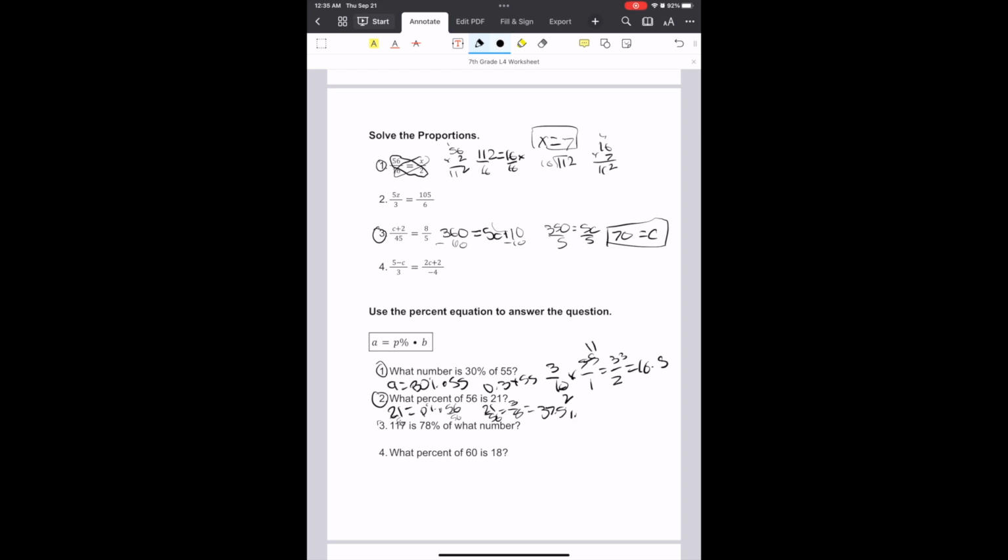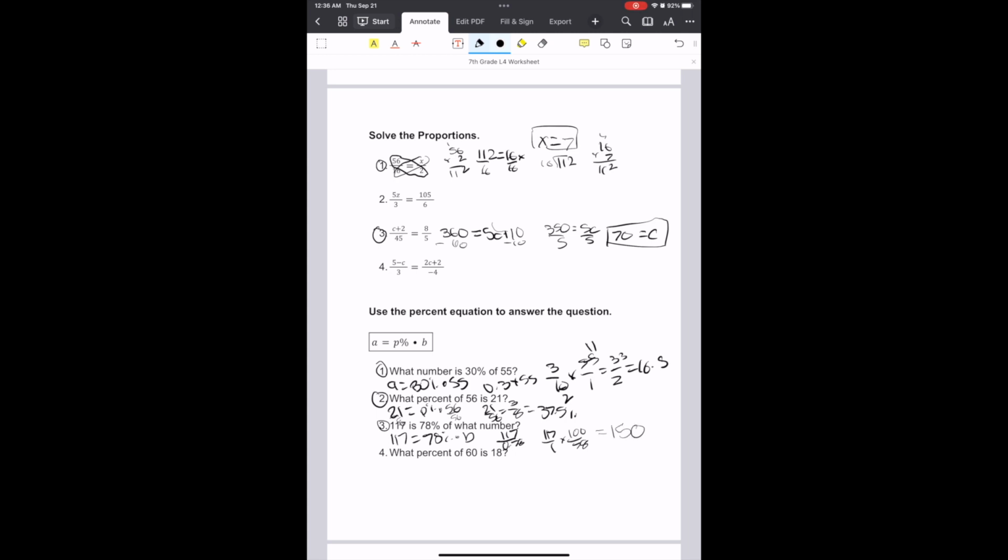Number 3, 117 is 78% of what number? So what you want to do is 117 is equal to 78% times b. So you want to do 117 divided by 0.78. Or what you could do is multiply by the reciprocal. So 117 over 1 times 100 over 78. And if you do all that math, you should get b is equal to 150.